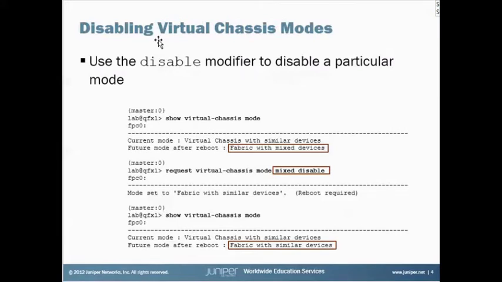Now here's another example where my current virtual chassis mode is virtual chassis with similar devices, but I did a request virtual chassis fabric mixed, and then I realized, oh, I don't want mixed. To get rid of the mixed portion of that, I would say request virtual chassis mode mixed disable. And here if I say show virtual chassis mode, my future mode now becomes fabric with similar devices. It's no longer mixed here. So that's how you adjust.